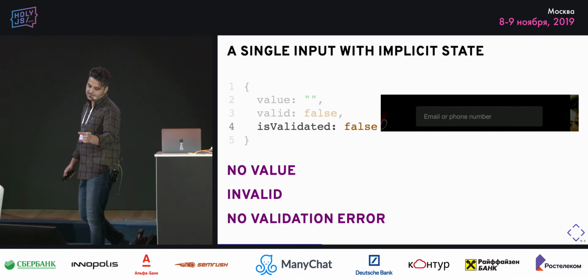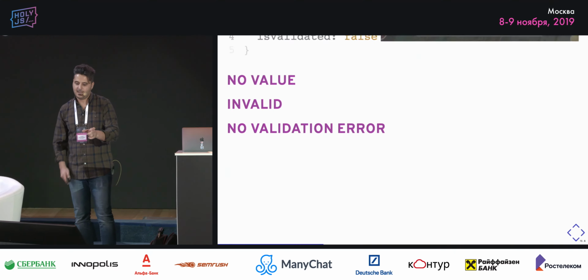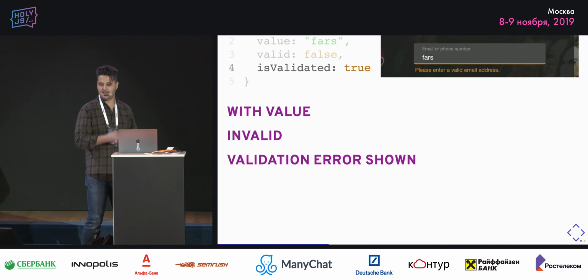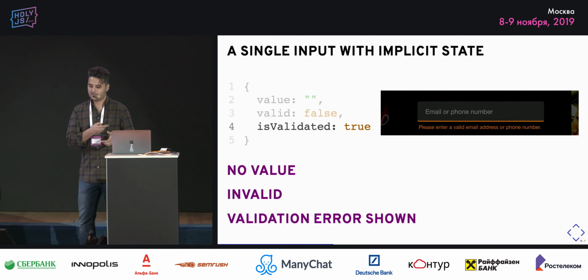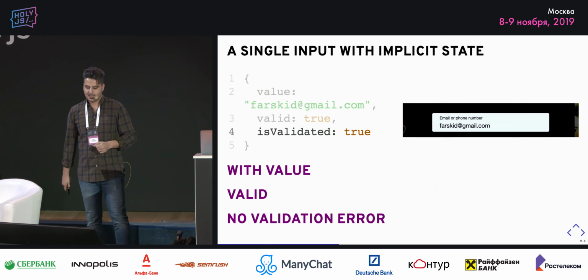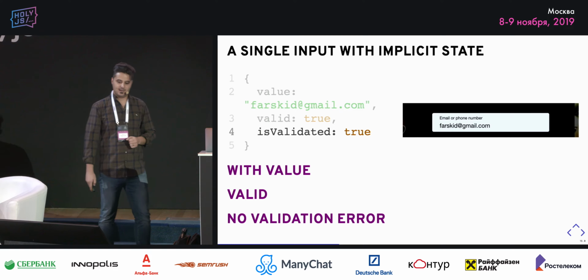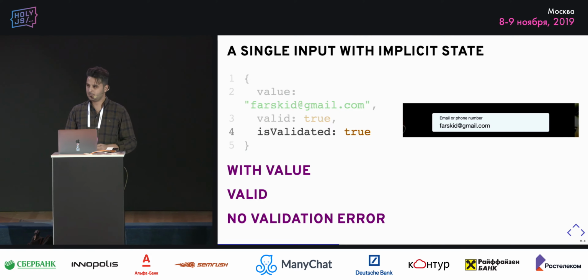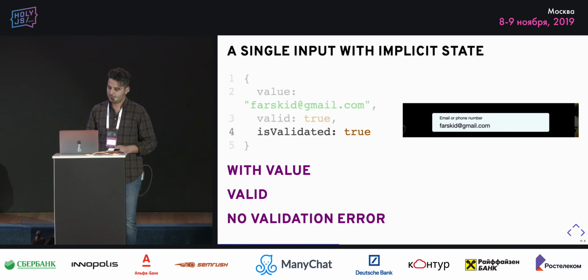Now, validated is first false because we haven't interacted with the input yet. Then validated becomes true because we have validated and it's invalid. And then at last, when it's cleared, we keep it as true. And when you write something valid, we keep track of the value again. We say it's valid, and we say that it has already been validated before.